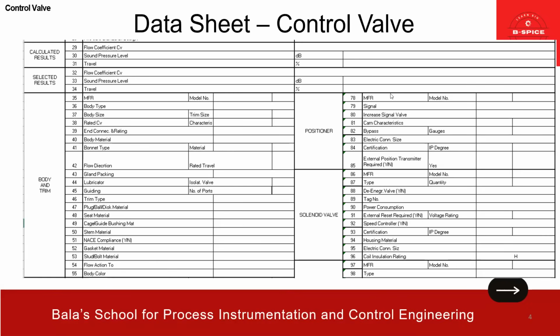Then we have the positioner details: manufacturer, model number, signal, increase signal, valve, cam characteristics, bypass requirement, gauges, connection size, certification and IP rating, and external position transmitter requirement. Then we have the solenoid valve: manufacturer, model number, type, quantity, de-energizing requirement, tag number, power consumption, external reset required or not, voltage rating, speed controller, certification, housing material, and of course the electric connection size, coil insulation rating, all these. So this is the second part of the data sheet.